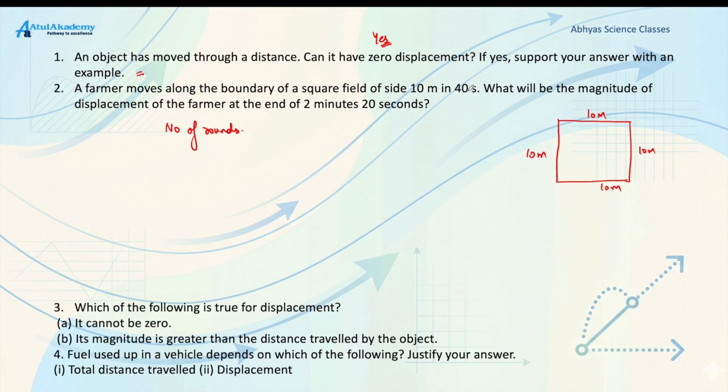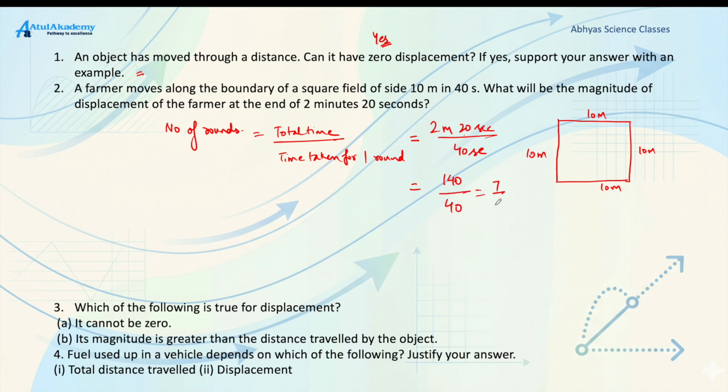So one round is 40 seconds, and the total time has been given, so you take the total time divided by the time taken for one round of the square field. The total time is 2 minutes 20 seconds, and one round is 40 seconds. So convert 2 minutes into seconds. 2 minutes will be how much? 60, 60, 120. 120 plus 20 is 140. So 140 by 40, which is 7 by 2, which is 3.5 rounds, right?